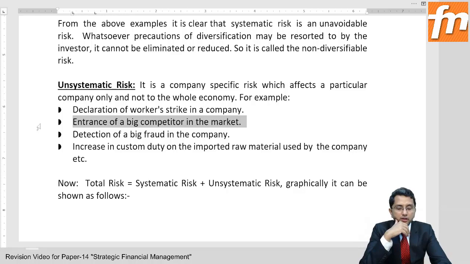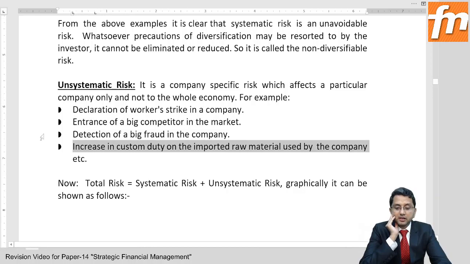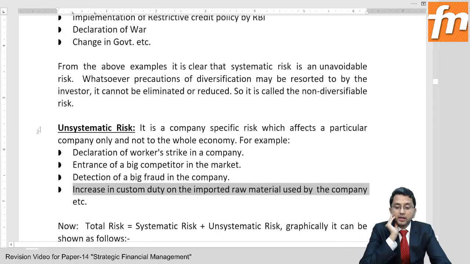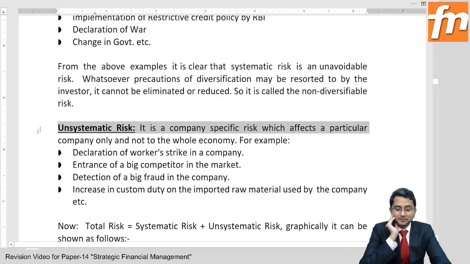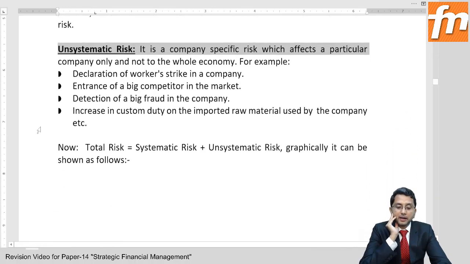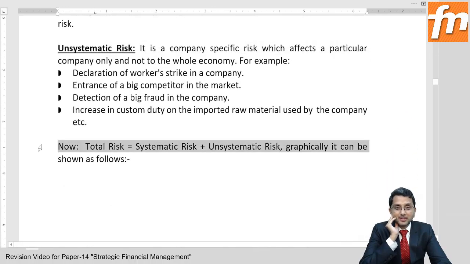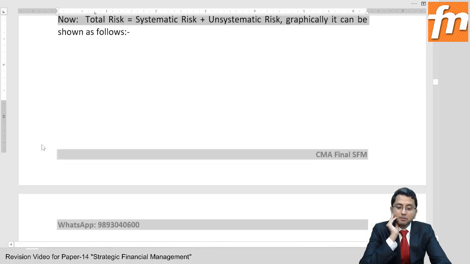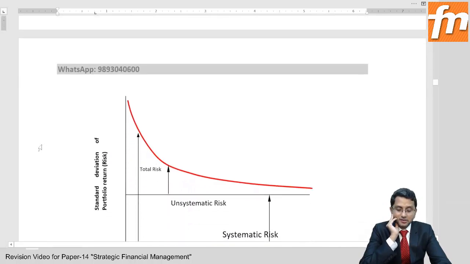Suppose you entered into a foreign collaboration, which is very positive for you. This is just for you, not for the entire market. A fraud is detected in the company, custom duty is increased on the imported raw material. So this is going to affect you only and not the entire market. This is called unsystematic risk. So total risk is the sum total of systematic plus unsystematic risk.